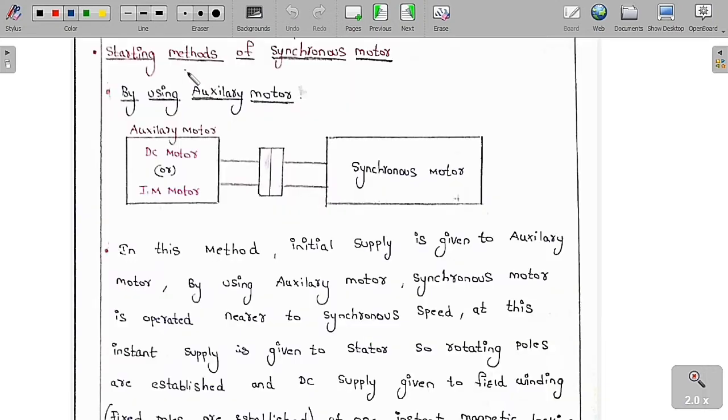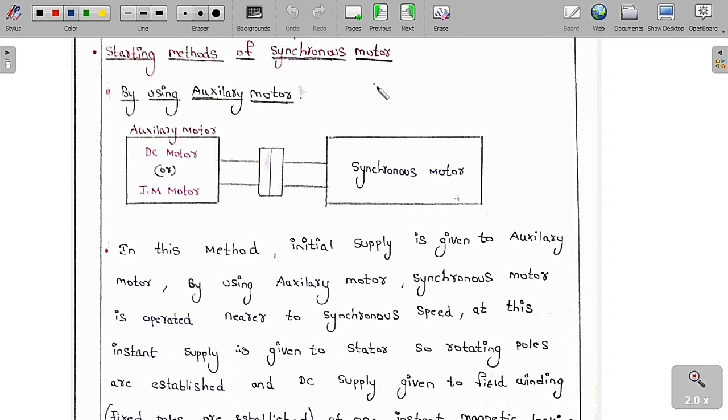Now we are going to discuss one more important concept, called the starting methods of the synchronous motor. As I have already told you, the synchronous motor is not a self-starting motor. So by using some techniques, we need to give the starting torque. If we give the starting torque, then it can rotate on its own. The only thing is, it requires the starting initiation.